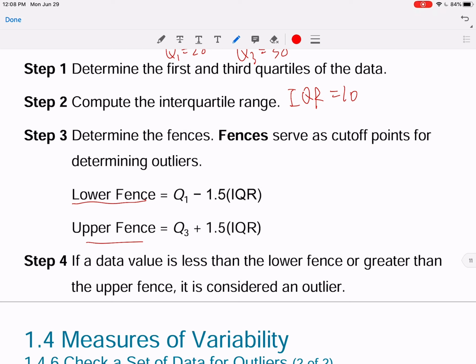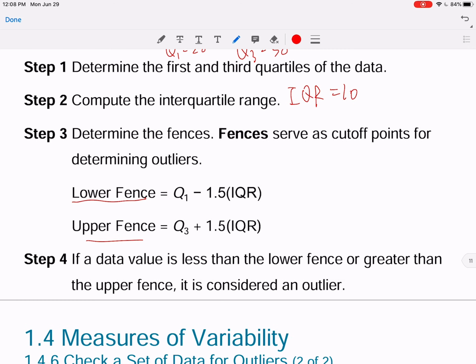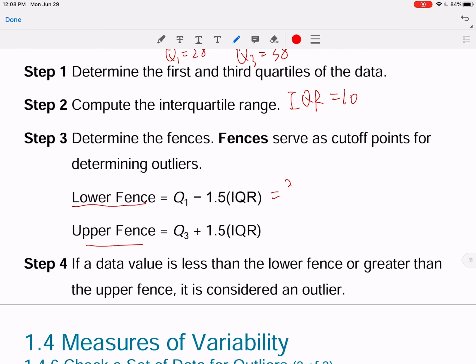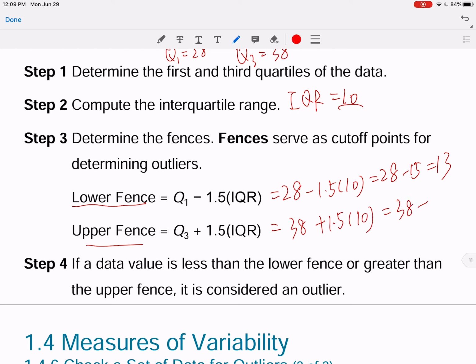The formula of the lower fence is Q1, the first quartile, minus 1.5 times IQR. So if we go back to the previous example, the lower fence would be Q1, which is 28, minus 1.5 times 10. 10 is the value of IQR, right? So that would be 28 minus 15, which is 13. And the upper fence would be Q3 plus 1.5 times IQR. So Q3 is 38, plus 1.5 times 10, which is 38 plus 15, which is equal to 53.